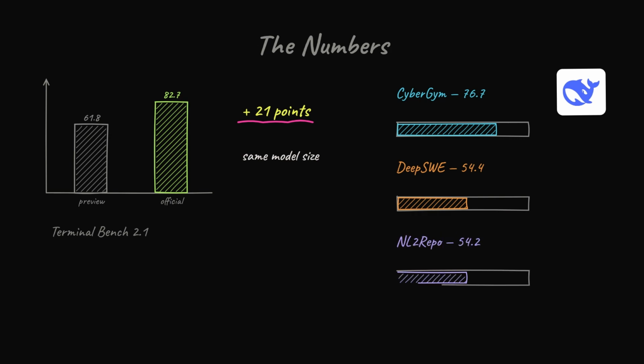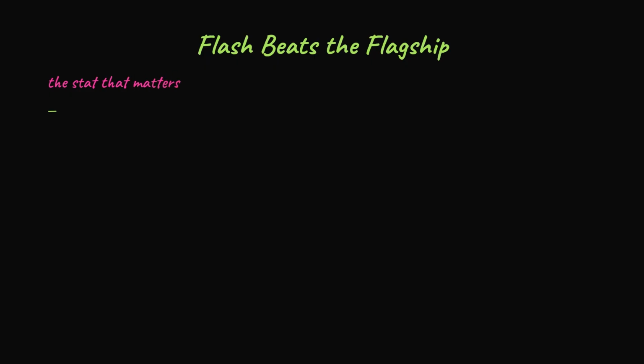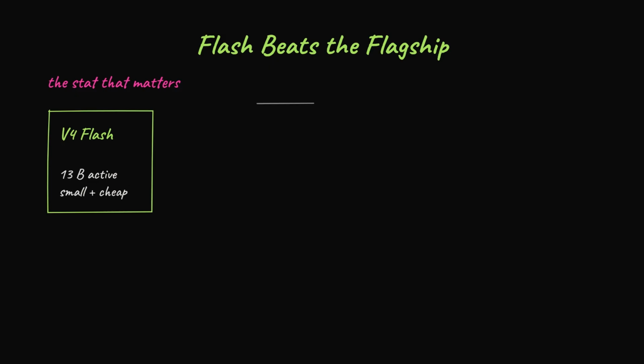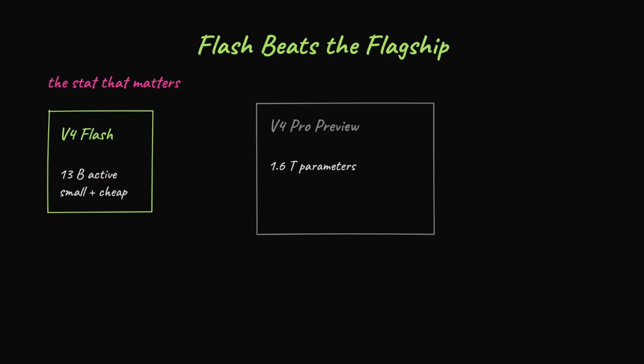But the stat that actually matters most is this one. The official Flash now beats V4 Pro Preview on agent benchmarks. The small, cheap model is outperforming the 1.6 trillion parameter flagship preview at agentic work, their own bigger model. That tells you how much of agent performance right now is post-training, not scale.